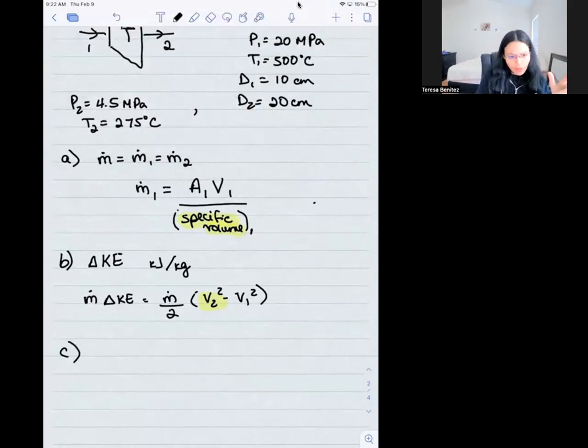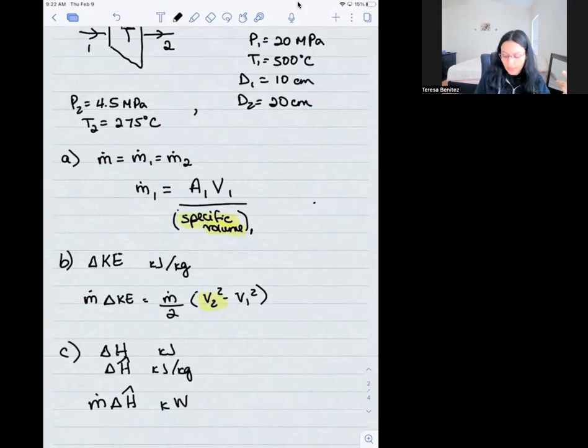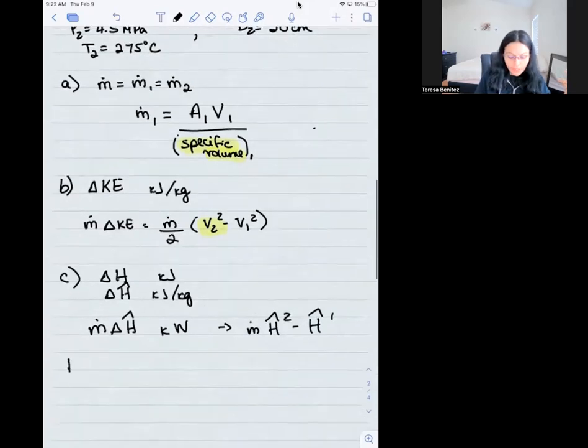Now, the third part is asking you to find the change in enthalpy through the turbine in kilowatts, but the same thing: if I just look for the change in enthalpy, that is kilojoules. This one is kilojoules per kilogram. And then you would need m dot times delta H to get this in kilowatts, and that delta H will be 2 minus 1 this way, okay? For part D, this is very closely related to part C, okay? I'll let you figure that one out.